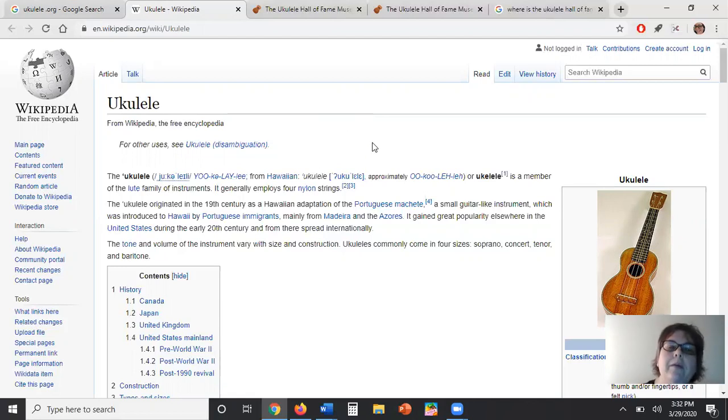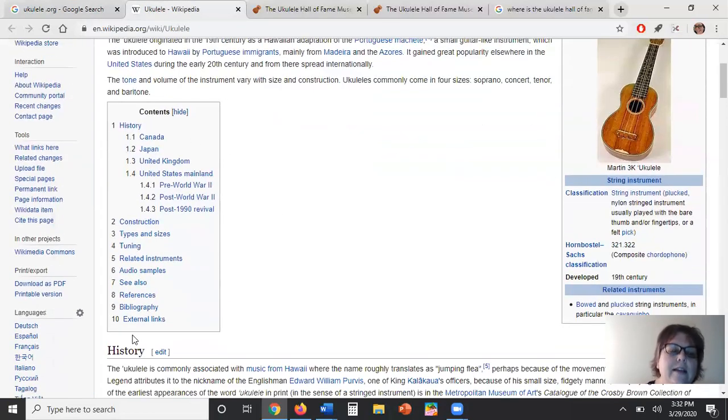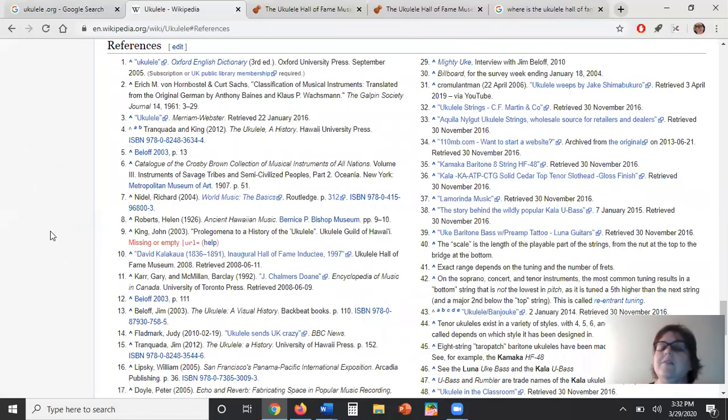For the most part, Wikipedia is pretty well researched. If you go to a Wikipedia page about any subject, you're going to have this contents, which is really good. And then at the end, if you click down, you're going to have references. And this is where Wikipedia really can help you out in your research, because all of these are sources.